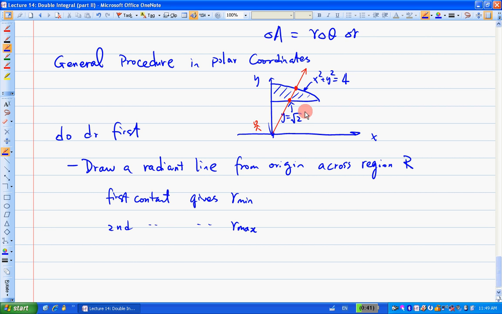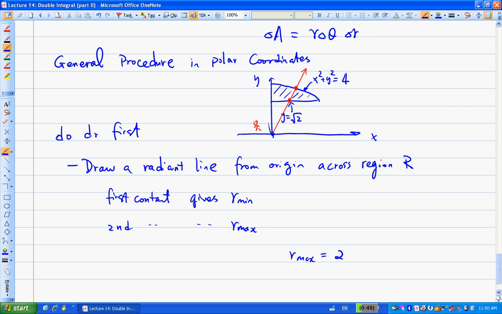Let's take a look at what the r min and r max are here. Let's look at this graph and find r max first. R max is easy. It doesn't matter where you draw, the second contact is always on the circle. So what will be the r max value? The radius here is 2, so r max is 2.